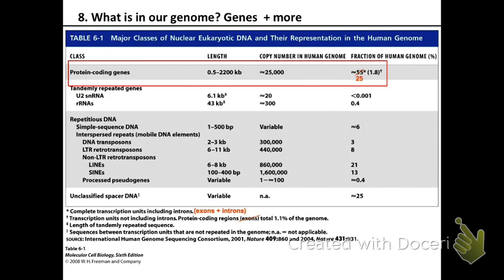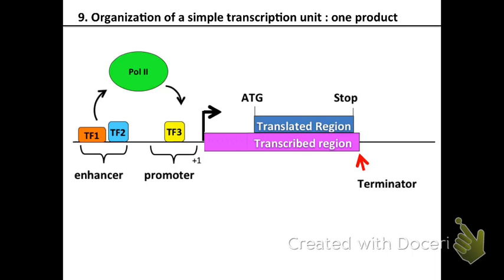The protein coding genes are organized in transcription units. A transcription unit is a segment of the genome that's transcribed, okay? And there are usually two kinds that we talk about. One is a simple transcription unit. You've probably seen schemas like this many, many times. You have a transcription start site, a transcription ending site, and a translated region defined by the start codon and the stop codon.